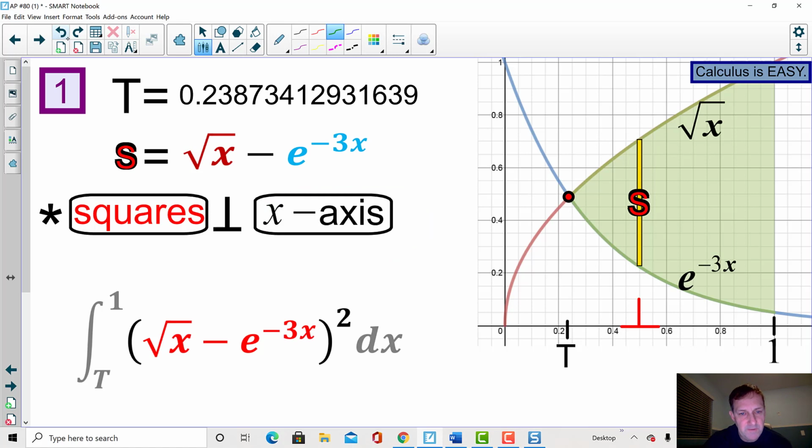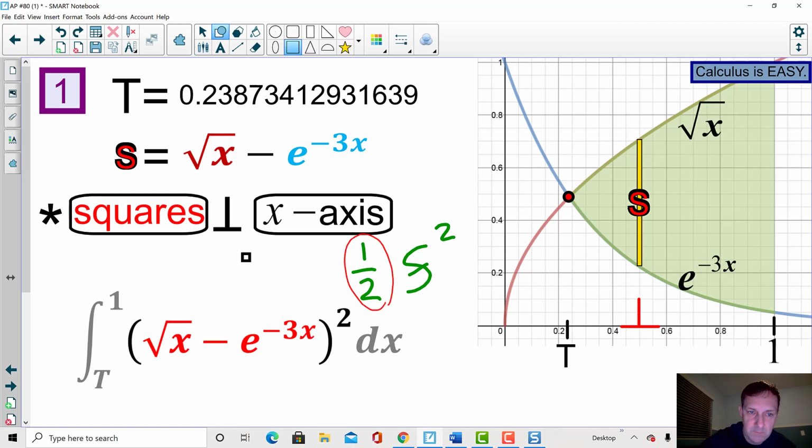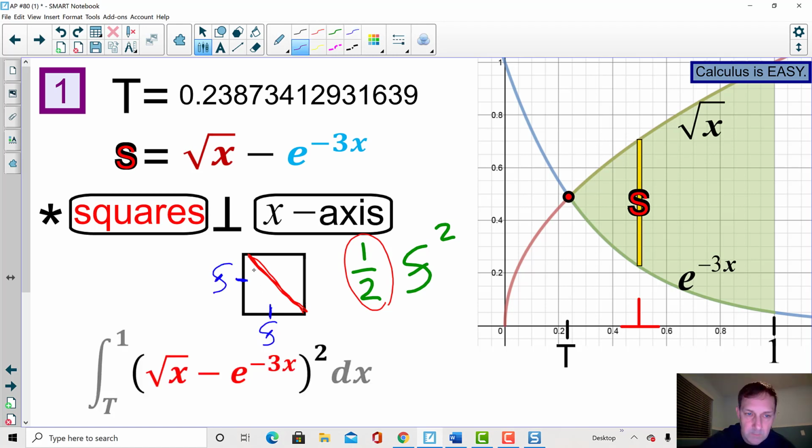Now, how would this one be different if instead of squares, we had isosceles right triangles? So basically half of a square. Well, the only difference is that our formula would be 1/2 s squared instead of just s squared. So the only difference would be that we'd have this 1/2. So again, instead of having a square, what if you had half of a square, like a triangle, a right triangle? We're saying it's isosceles, so this side is the same as this side. They're both s. So one slice is going to look something like this.